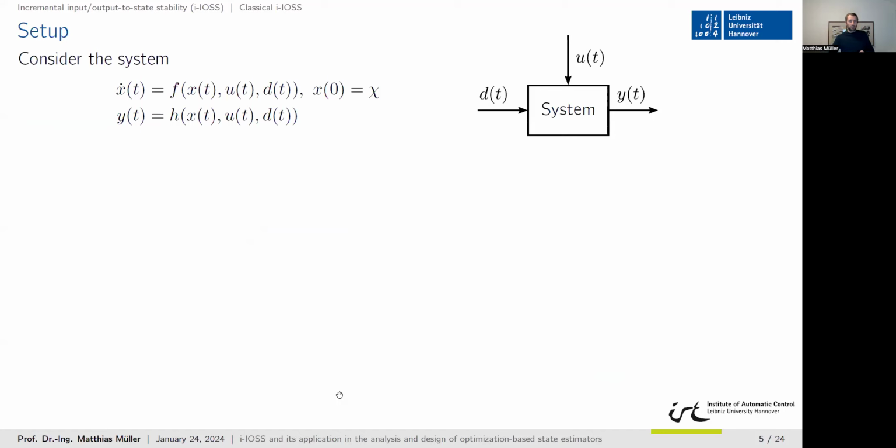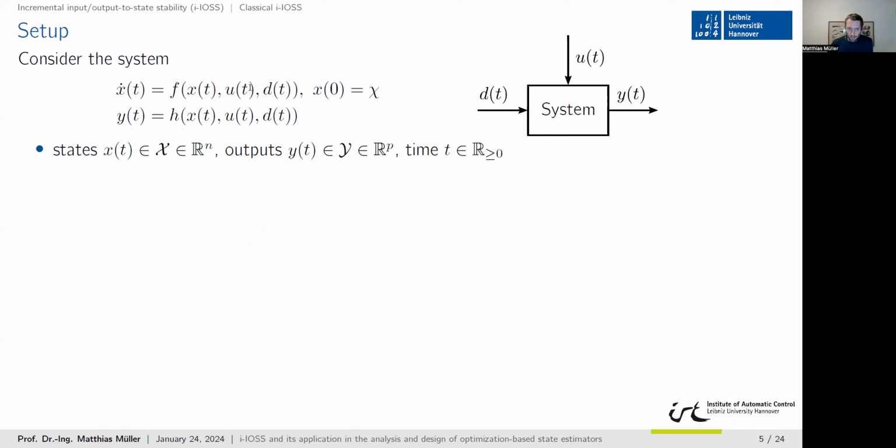So let's start with the setting, right? It's the standard setting. I have finite dimensional systems. Mostly in the first part, I work with continuous time systems. In the second part, also with discrete time systems, nonlinear systems, right? Given by this ordinary differential equation here with initial condition chi.